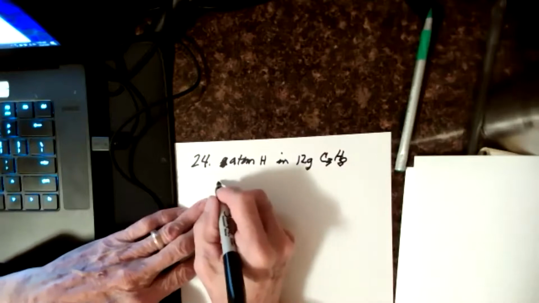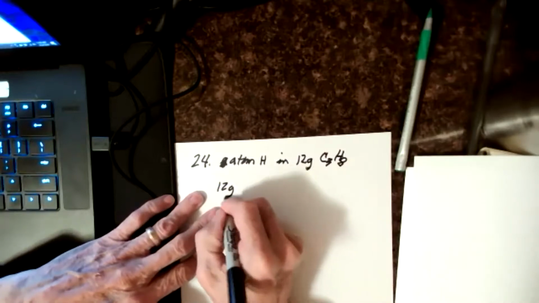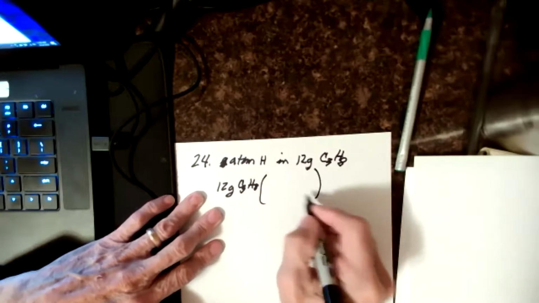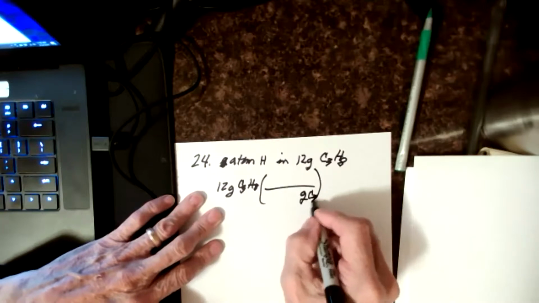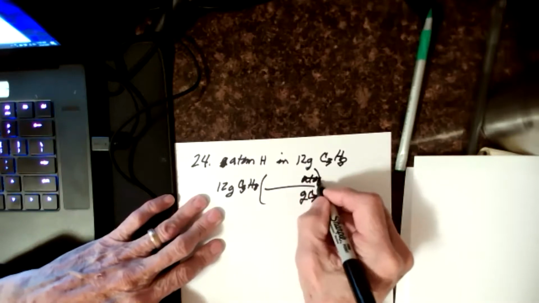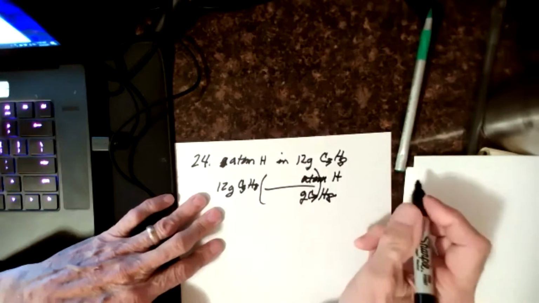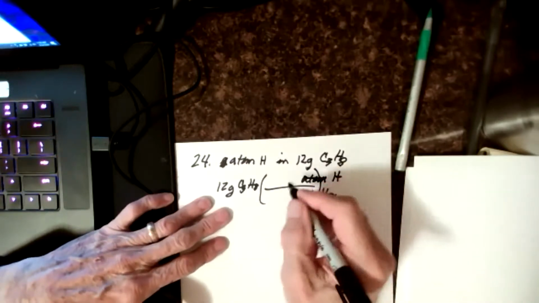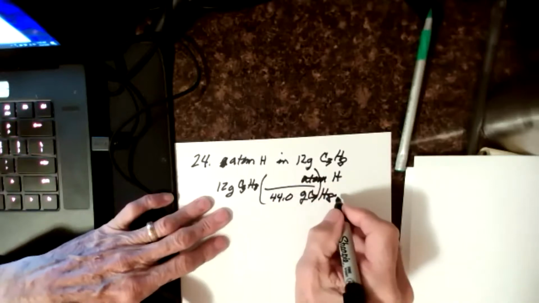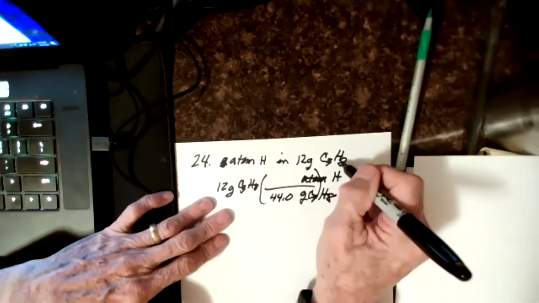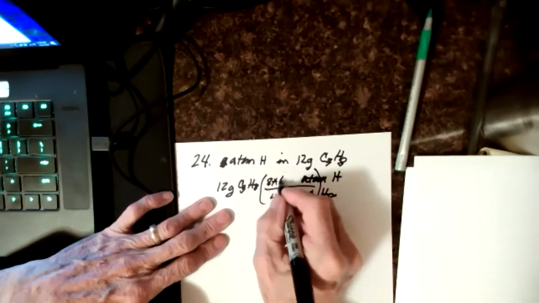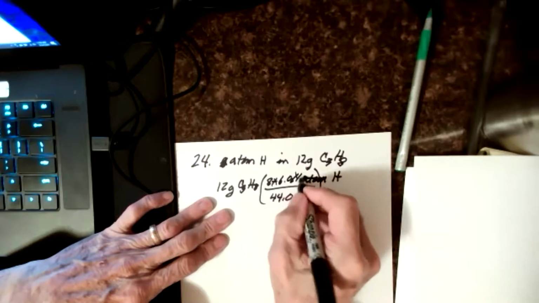So here's what we're going to do. We're going to do a unit conversion. We've got 12 grams of C3H8, and we want to go from grams of C3H8 to atoms of hydrogen. The molar mass of the compound is given as 44.0. That many grams of compound would be a mole. How many hydrogen atoms would that have in it? Well, it would be 8 moles of hydrogen, so it's 8 times Avogadro's number, 6.02 times 10^23.